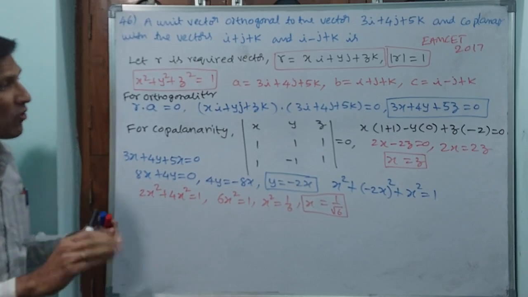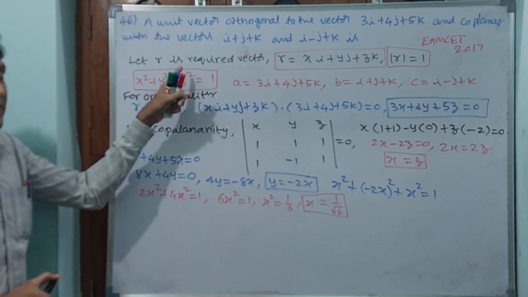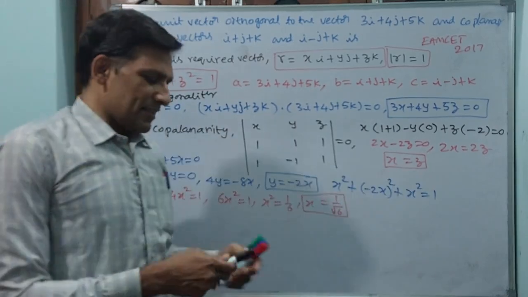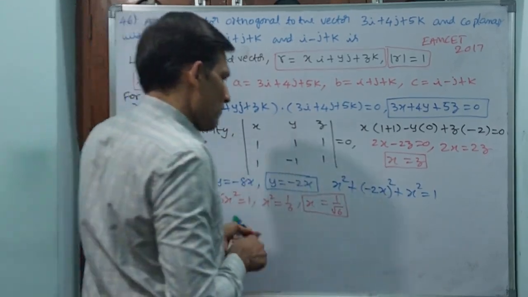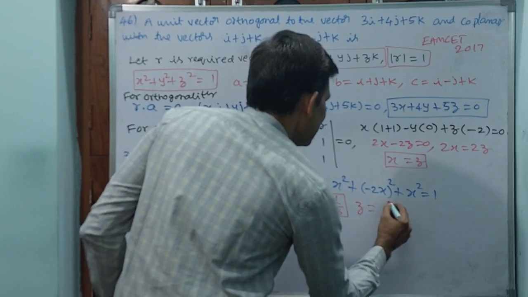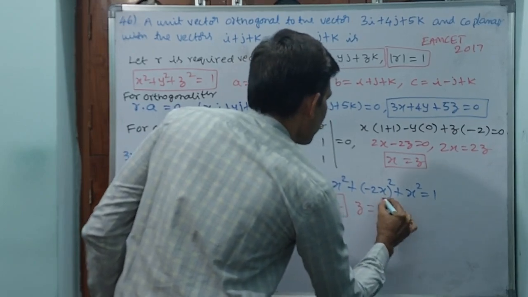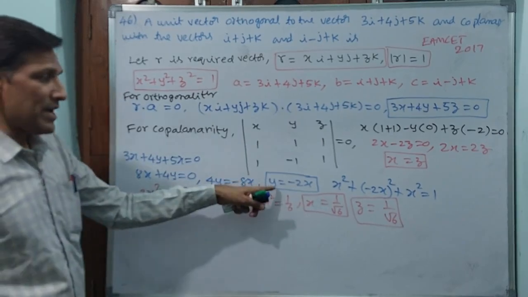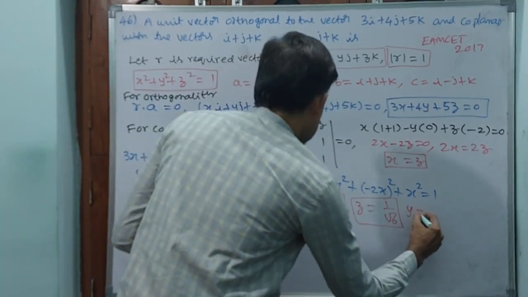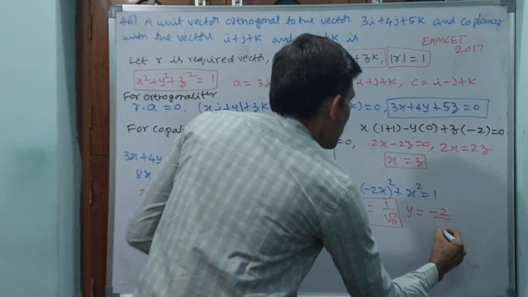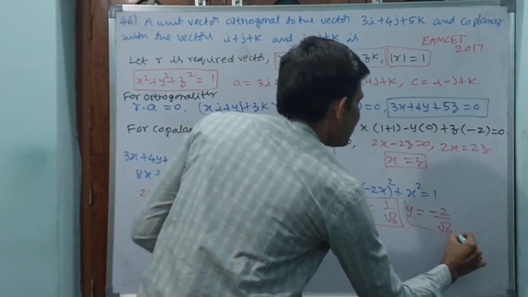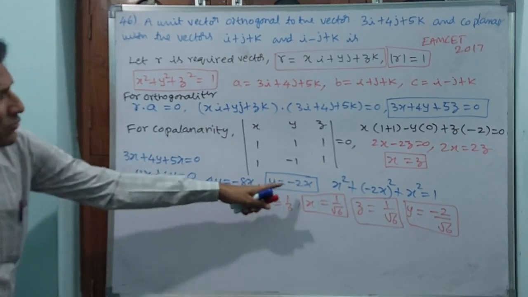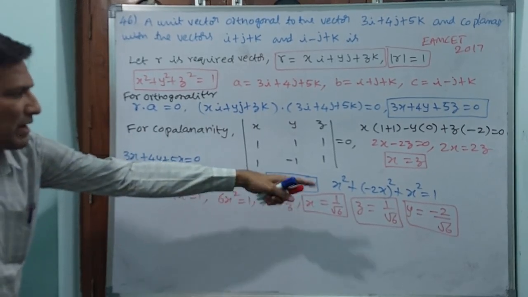Okay. Now see, you have got x. But for this vector, you have to get y, z also. X is equal to z. That means z is equal to 1 by root 6. Z also equal to 1 by root 6. Then what about y? Y is equal to minus 2 by root 6. Is it okay? Definitely okay. Why? Because minus 2x, x will be 1 by root 6, minus 2 by root 6.